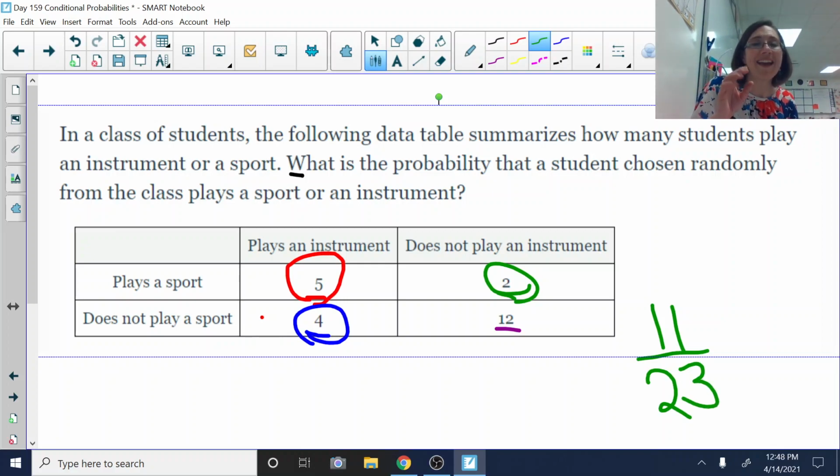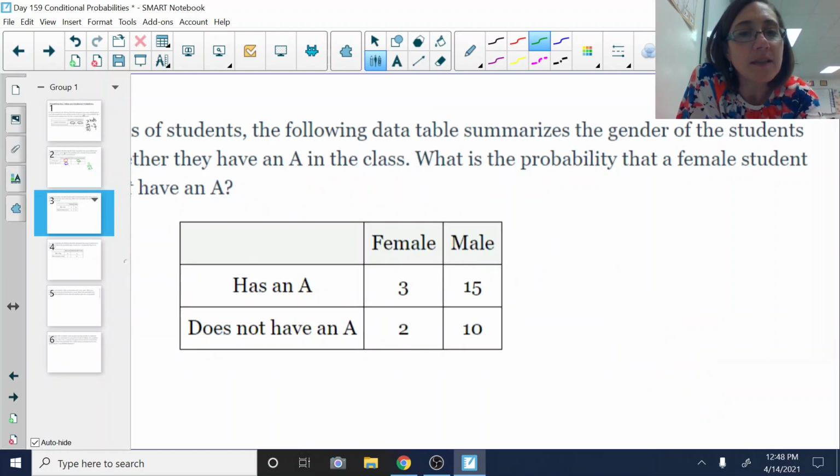Again, if you wanted a percent, you could divide top by bottom to change it to a decimal and then move it over for the percent. Let's see what our next page is.